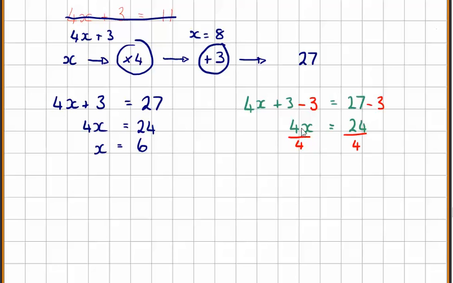And then what I have is 4x divided by 4. I've got 4 x's shared out of 4, so I get 1x. And 24 divided by 4 is 6.